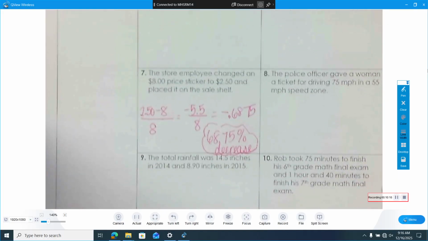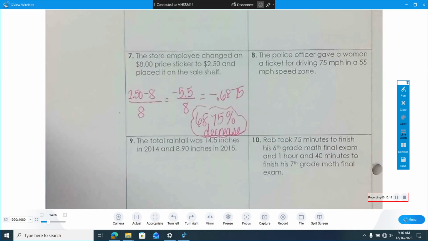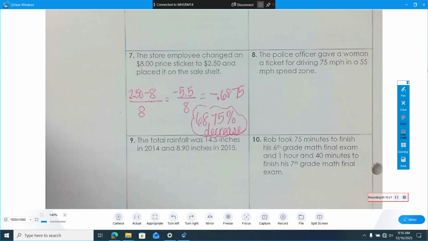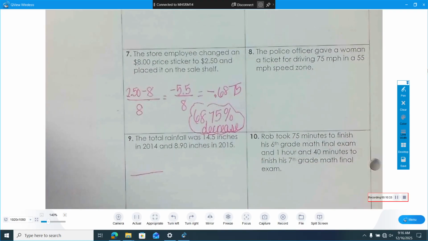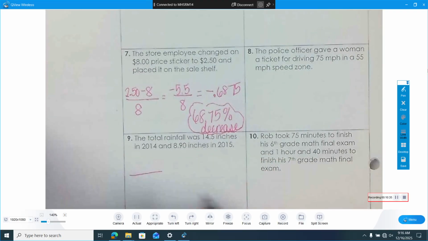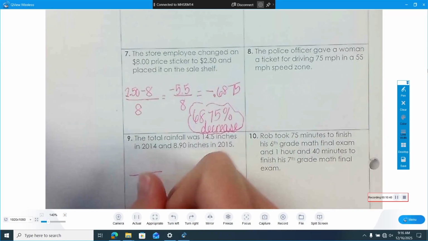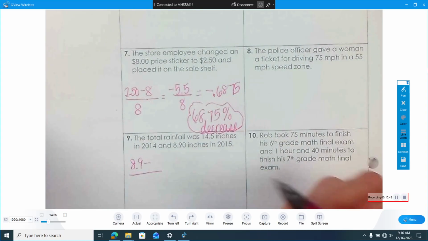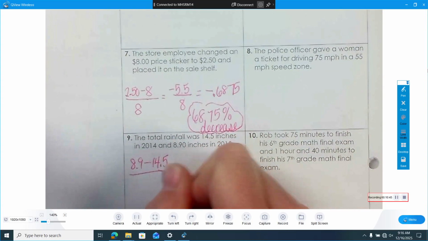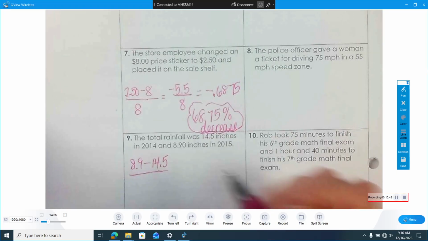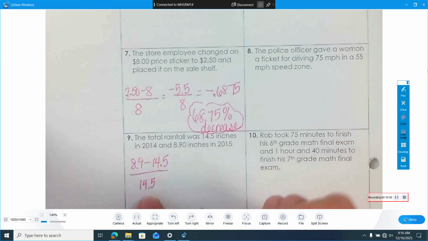And let's do number 9. Total rainfall was 14.5 inches in 2014 and 8.9 inches in 2015. Is that an increase or decrease? Decrease. All right, so we know to expect that. And what should I do for the numerator here? 8.9 minus 14.5 over 14.5, the original amount. That's the important part.